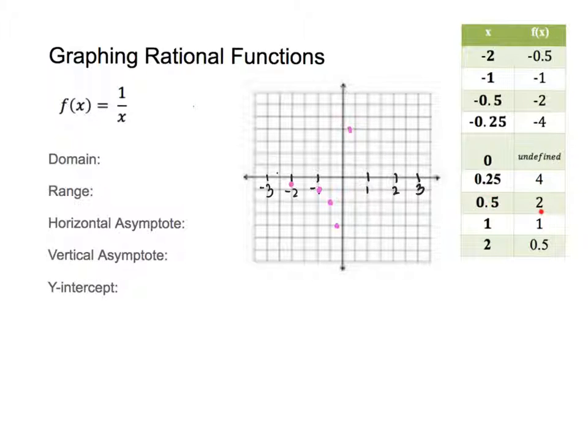Next is 0.5 and then up 2. So 0.5, up 2 is right here. Next is 1, 1. So 1 up, 1 over. So right here. And last but not least, 2, and then up 0.5. So right about there.